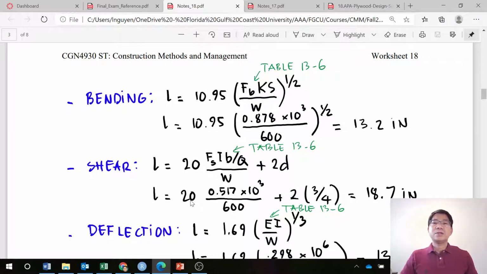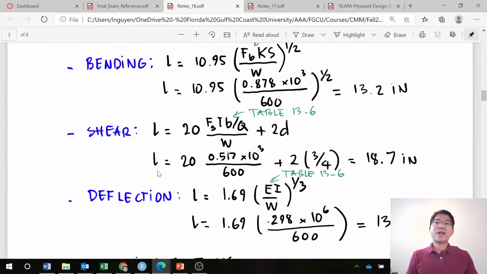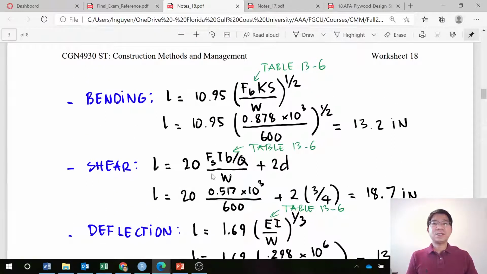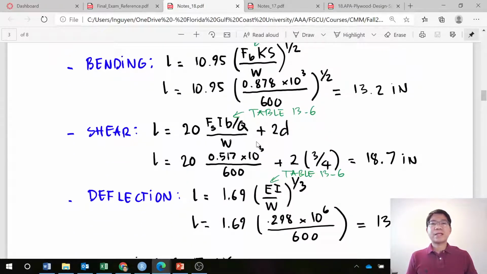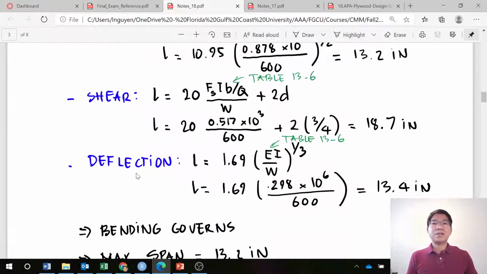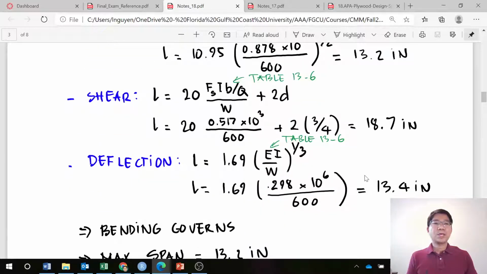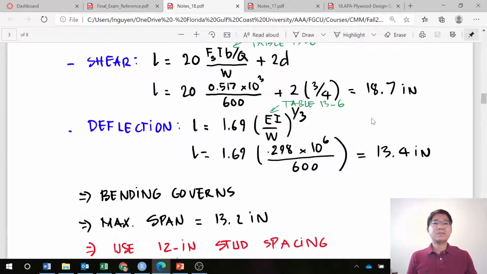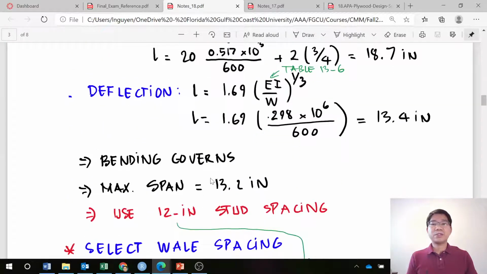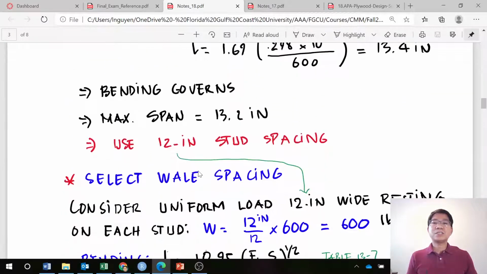So in there you can go ahead to find out the shear, and this again is similar to table 13.6, you get that equation, and deflection also, and again this is plywood. So compare those three numbers, get the smaller, and in this case we can see that the bending governs, so that is 13.2 inch. So with that we can use or select the stud spacing as 12 inches.